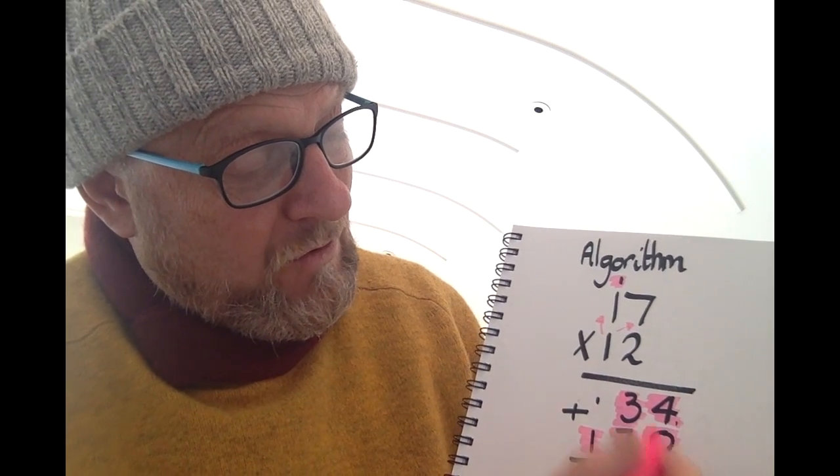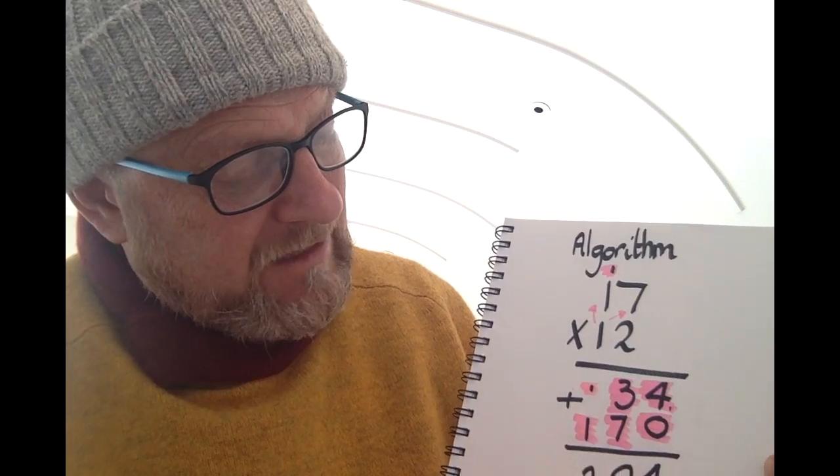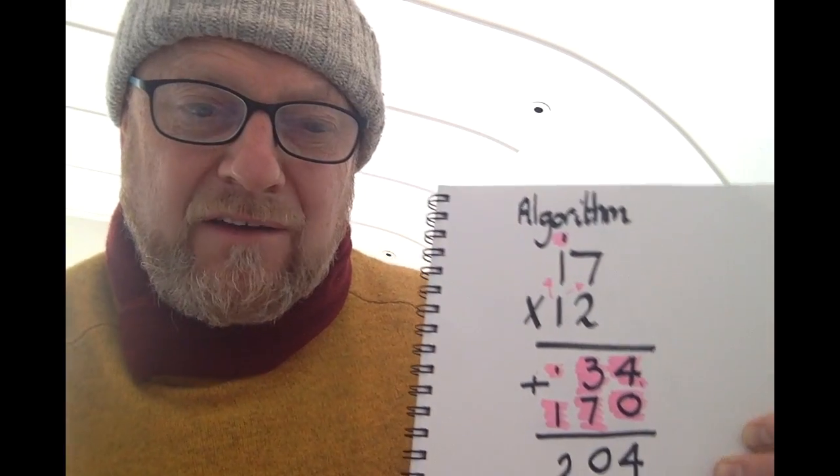4 times 0 is 4. 3 times 7 is 21, put the 1 there, this 2 comes up over here. 1 times 1 is 1, plus 2 is 3. And our answer is 204.